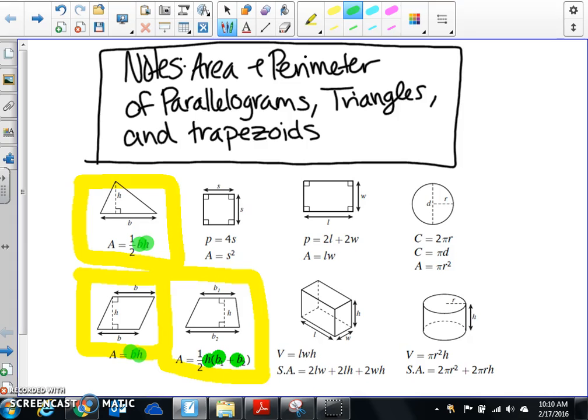Okay. So the biggest key to finding the base and the height is identifying the right angle, because the right angle always touches the base and the height of these figures. Always touches the base and the height of these figures. So let's go ahead and get started.